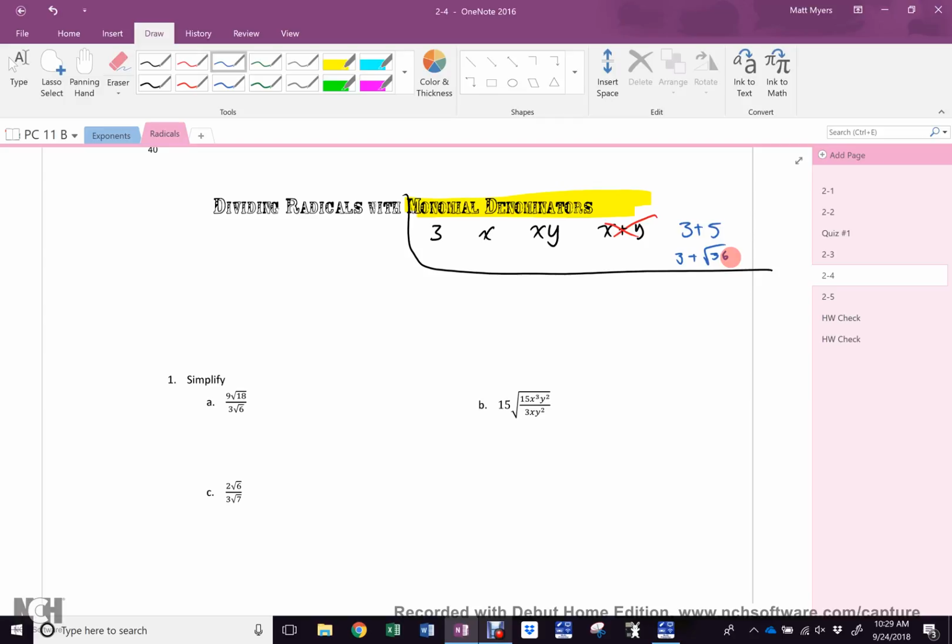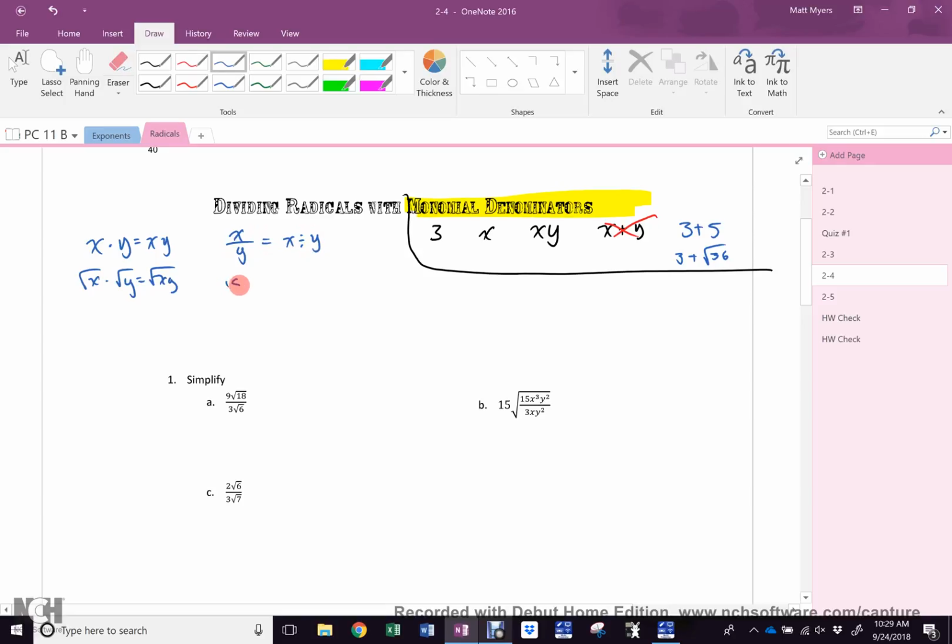Excellent. And of course, we all know that when we multiply x times y, we get xy, right? And we all know if we multiply the root of x times the root of y, we get the root of xy, right? So what math is this? X divided by what? What math is x over y? X divided by y, right?